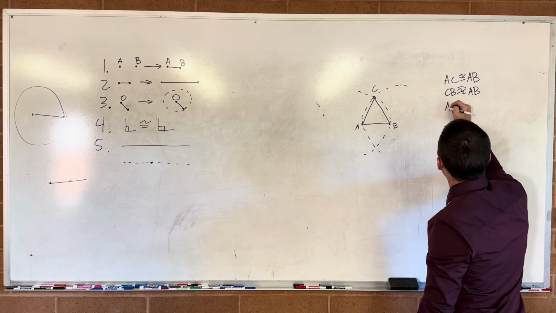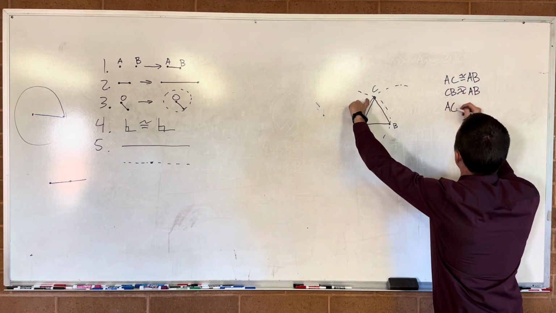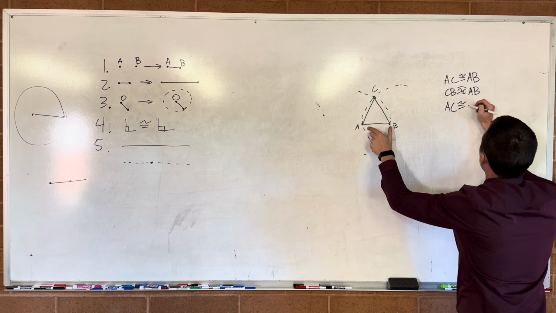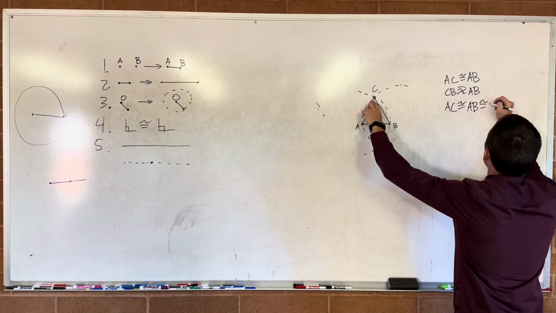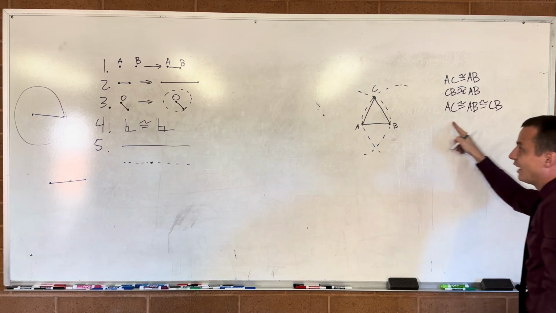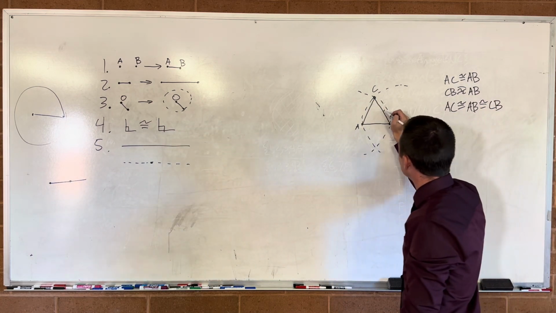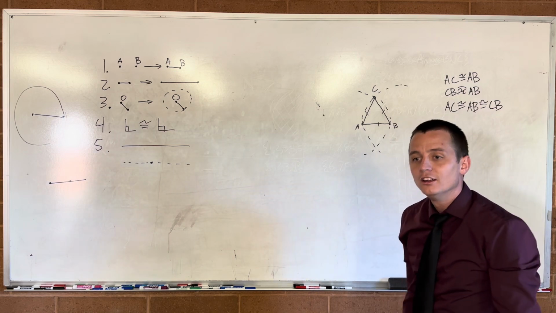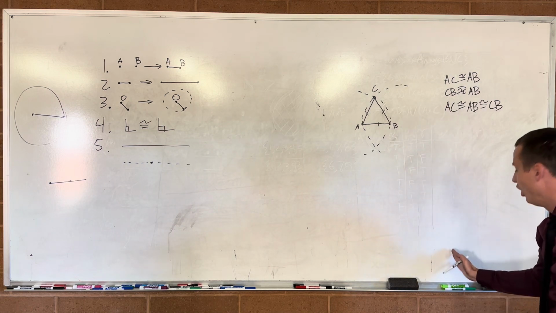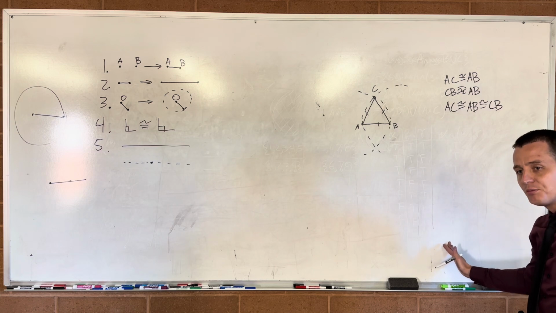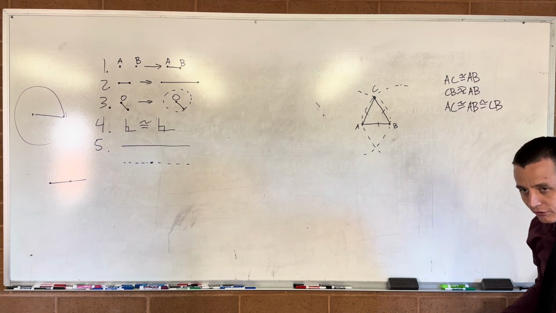So now I know that AC is congruent to AB is congruent to CB. So all the side lengths are the same. This side length is the same as that side length is the same as that side length. So it is an equilateral triangle, equal-sided triangle. So that's pictorially. I didn't write down all the verbiage for the proofs. We'll get a lot more into that. I just want you to see some of the pictorial nature of all this.